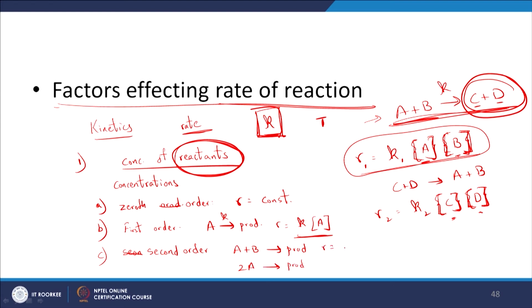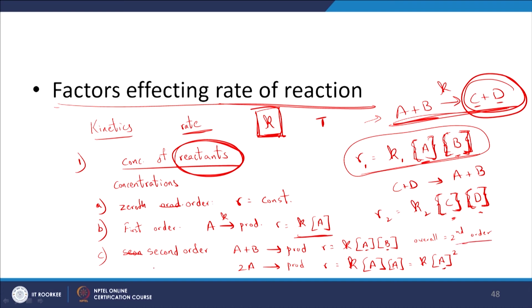So rate would in this case be K times concentration of A into concentration of B, and in the second instance it is going to be the relevant rate constant into concentration of A into concentration of A. What does that translate into, I guess? That is equal to K into A square. So both of them are second order. The rate is first order with respect to A here, first order with respect to B here, and overall rate is second order. And here the rate is second order with respect to A and also obviously second order overall.